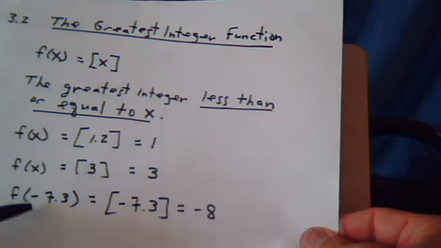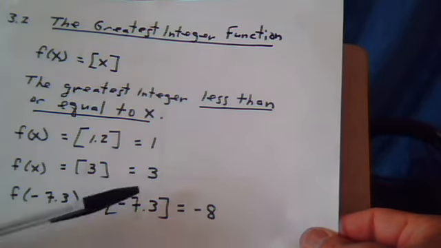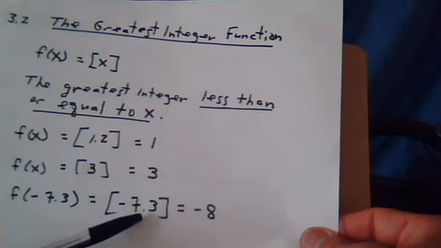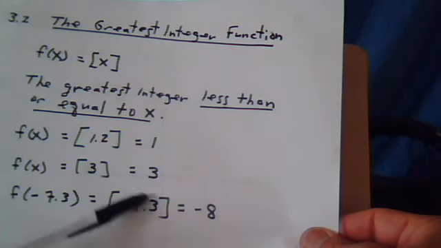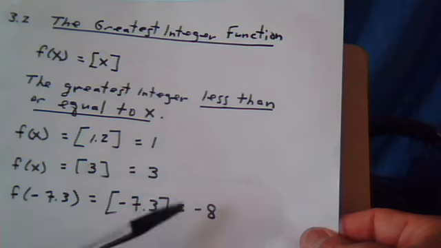F of negative 3.3, the greatest integer function for that would be the number on the number line that comes before this one. Since this is a decimal number, you take the integer that came right before this number. That would be negative 4.